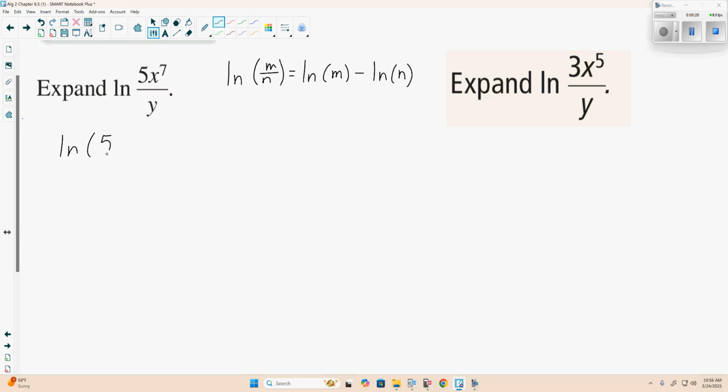So the numerator, the top, 5x to the 7th. So the first thing we'll have is the natural log of the top, natural log of 5x to the 7th, minus the natural log of the bottom, which is just y. Questions on this so far? Any questions on any of this so far?